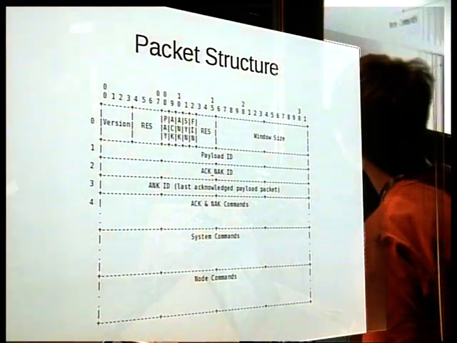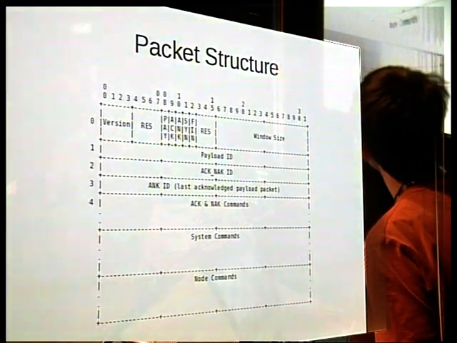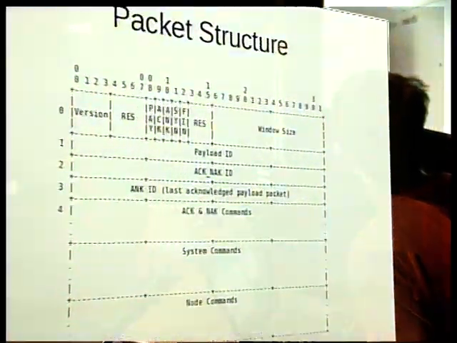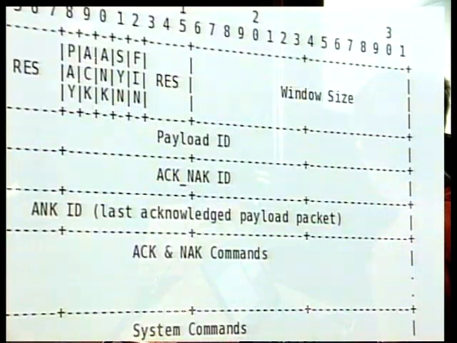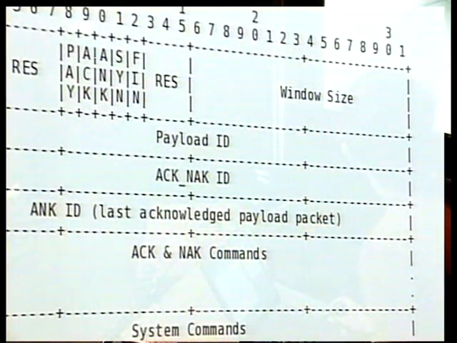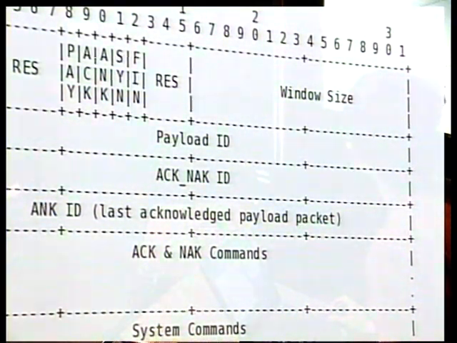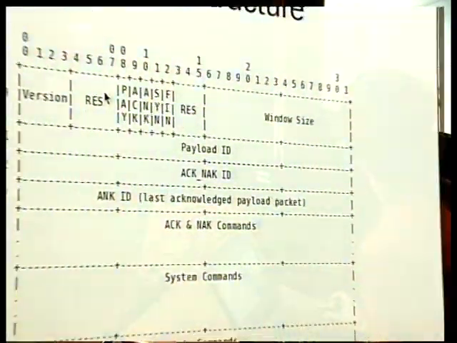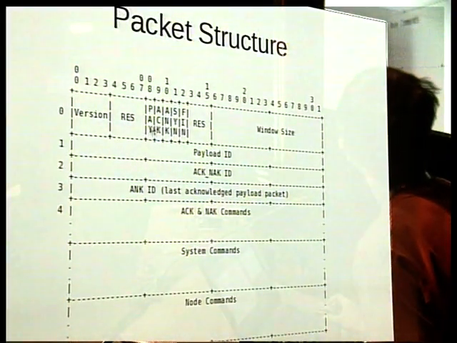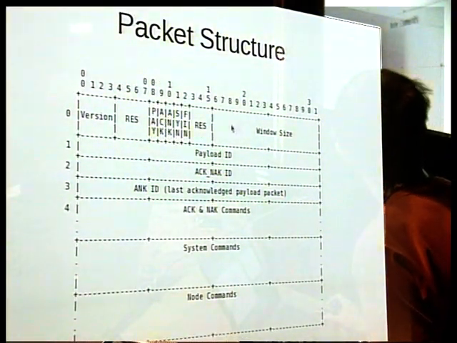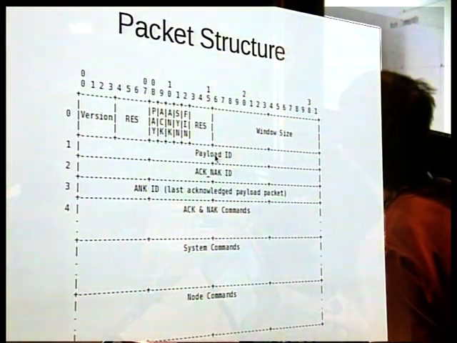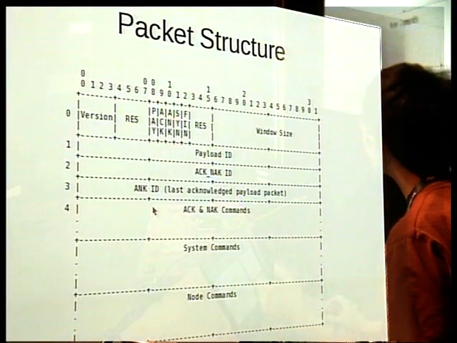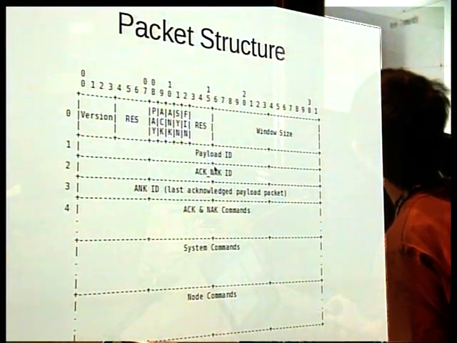This is the structure of a packet of the new VARS protocol. There is a version at the beginning, so you can deal with several versions of the VARS protocol. There are some flags, usually used during the handshake. There is a payload ID, which increases when every new payload packet is sent.